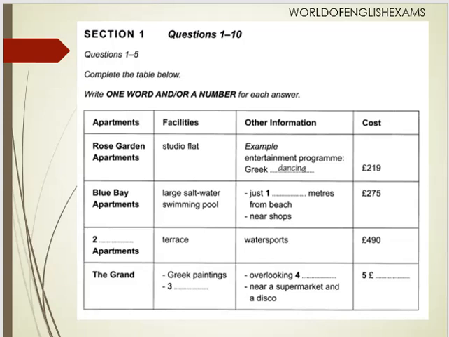Then overlooking the dash. So again, overlooking is nothing but when we look from the apartment, we can see, we can view something. What is that? You need to guess, you need to listen to the audio and then confirm it. That's definitely a word. Near the supermarket and a disco. Cost, obviously cost will be a number. So here if you see the instructions, all the answers are either in the form of words or numbers, so you have to be very critical in identifying it and writing it.